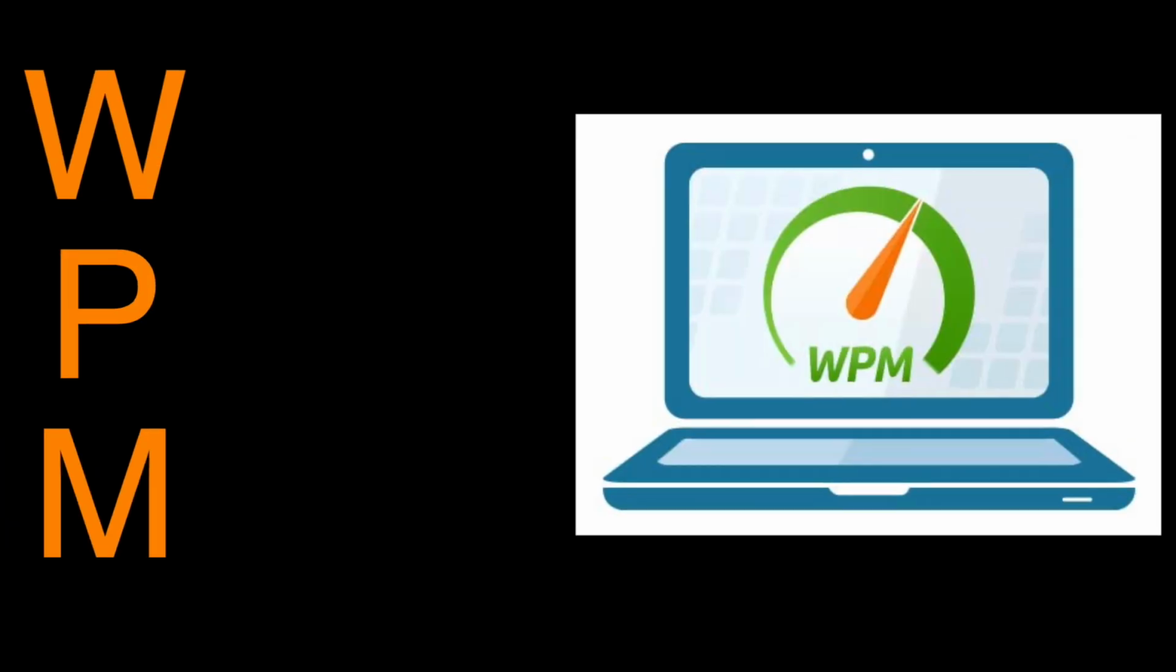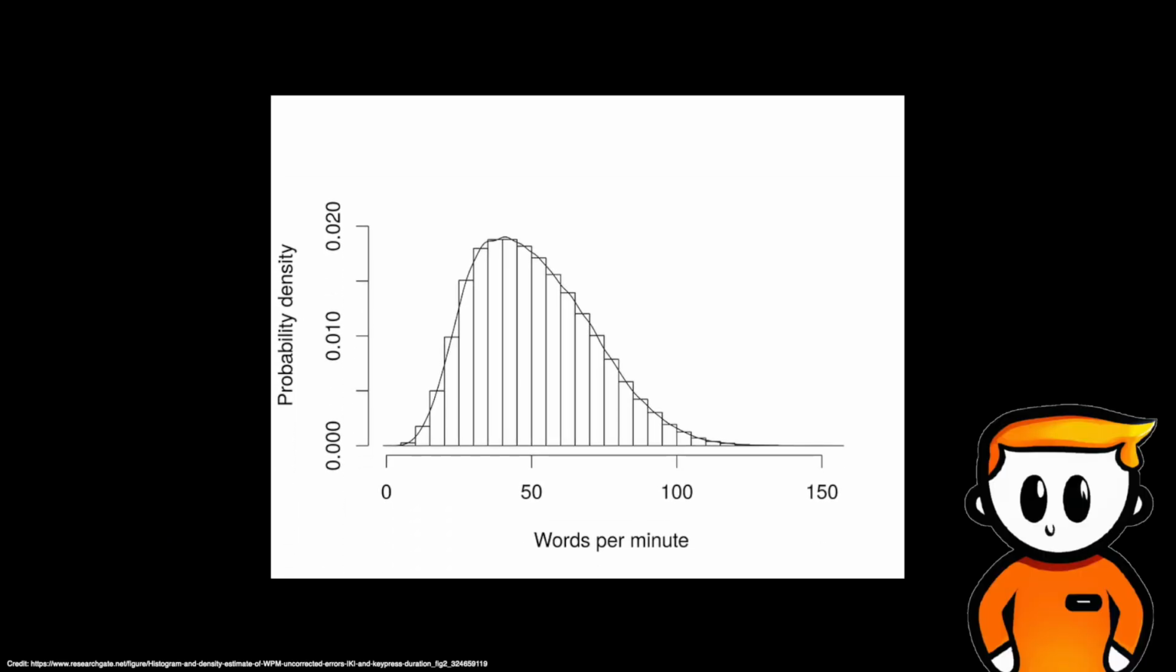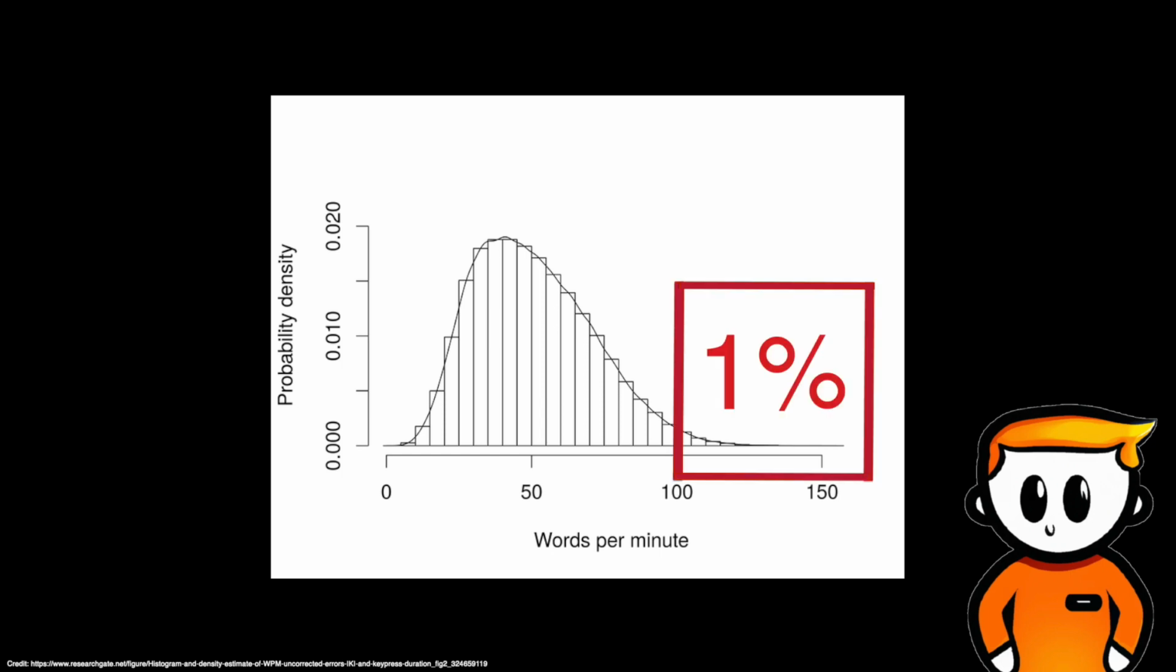But wait, what does WPM mean? It stands for words per minute. I found this research paper of the distribution of how fast people type, and if you type over 100 words per minute, then you're in the top 1% of typers. It looks like the average WPM is around 40 to 50. Now that being said, it really depends on the prompt.